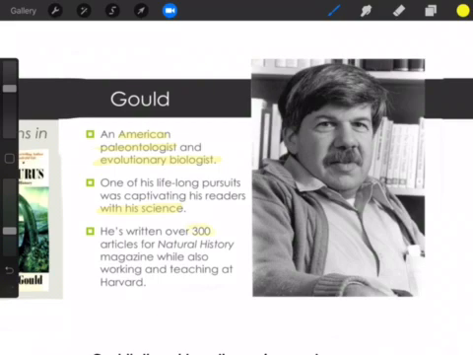So he's written over 300 articles for Natural History Museum magazine, while also teaching and working at Harvard. So he's got a lot of experience in this, and I think he has some good advice for you guys as you start your first, perhaps, experience with science writing.